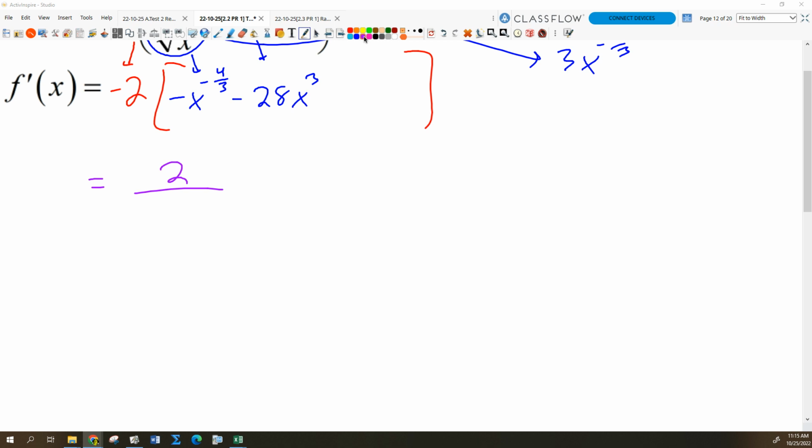What kind of root would it be? Cube root of x to the 4th. There you go. Okay, and then if I distribute over here, I'm going to get plus 56 x cubed. Okay, good. Questions?